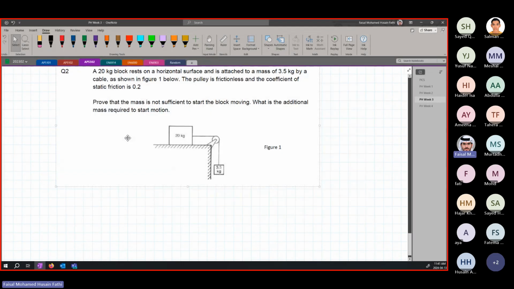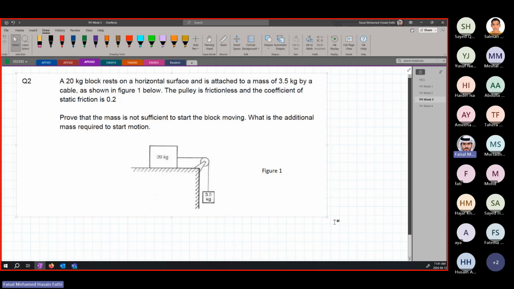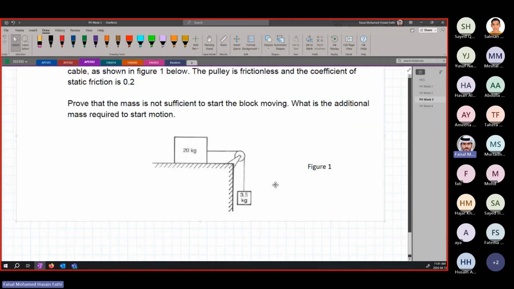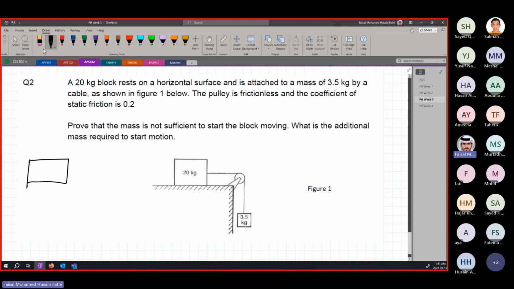Now, we have a 20 kilogram block that rests on a horizontal surface and is attached to a mass of 3.5 kilograms by a cable as shown in the figure below. So this is our figure here. I'm just going to redraw the figure one more time. I always like to draw my own diagrams so that I can analyze them in my own way and understand them better.